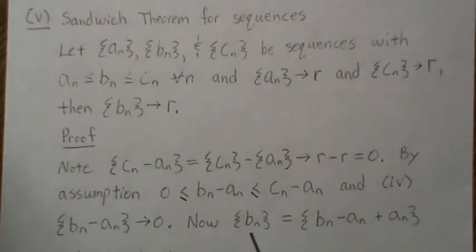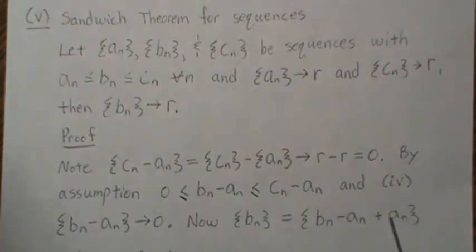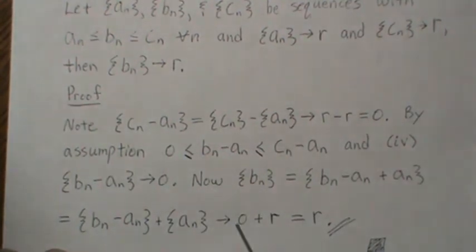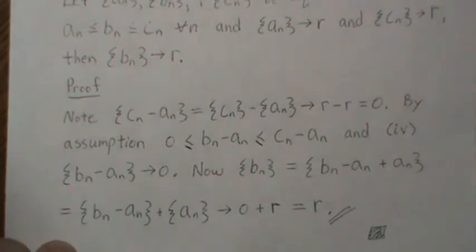But b_n, the sequence b_n, can be thought of as the sequence b_n minus a_n plus a_n. Now, we know that this sequence converges to 0. We just showed it by the sandwich theorem for null sequences. And we know this is a convergent sequence. So we have the addition of 2 convergent sequences, so it can be thought of like this. And then these converge to the individual limits, which this converges to 0, and this converges to R, which is equal to R. So the sequence b_n converges to R, and we're finished.